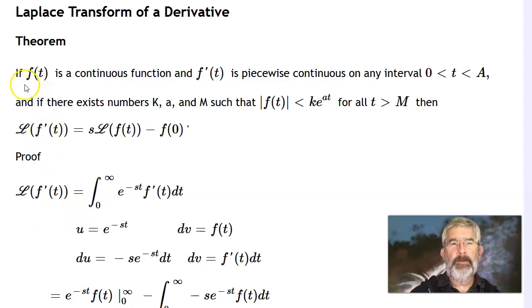So here's the basic theorem. If f is a continuous function, and the derivative is a piecewise continuous function on any interval from 0 to a. We should point out that I haven't used the word piecewise continuous yet, but essentially take the interval from 0 to a, cut it up into finitely many pieces. If on each piece the function is continuous, then we call it a piecewise continuous function. Now, the function itself may not be continuous because there are breaks, but if there are only finitely many breaks, then we would call it piecewise continuous.